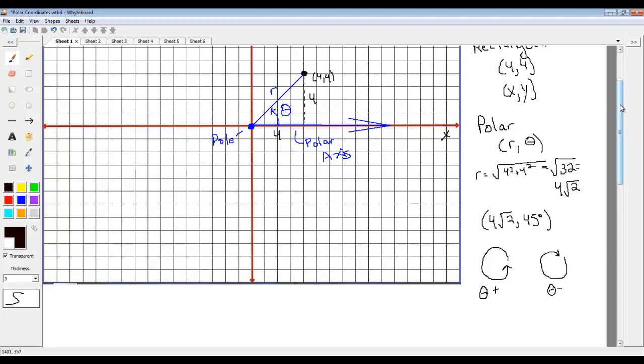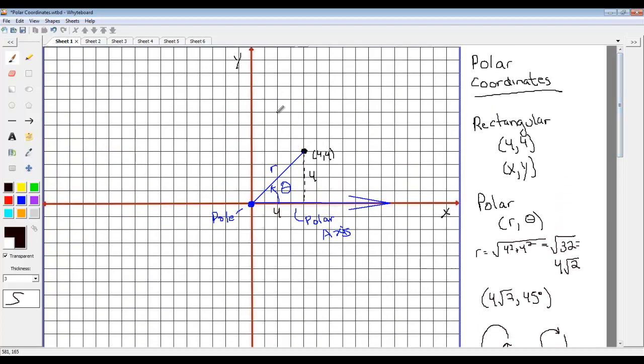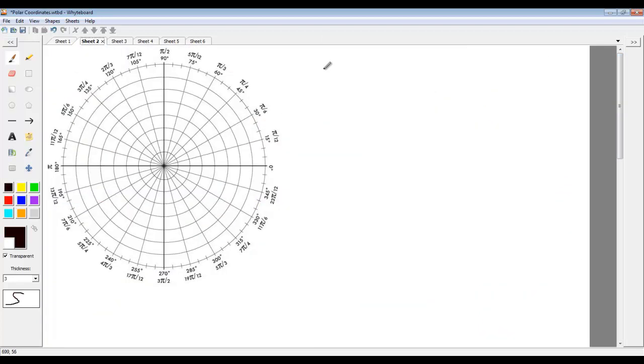And usually these polar coordinates are graphed on a polar grid. So here's a nice little polar grid for you. Notice the circular nature of it. When you're looking at the polar grid, it almost looks like you see the xy axis system in there. 0 degrees and pi looks like the x-axis, and then 90 degrees and 270 degrees looks like the y-axis.